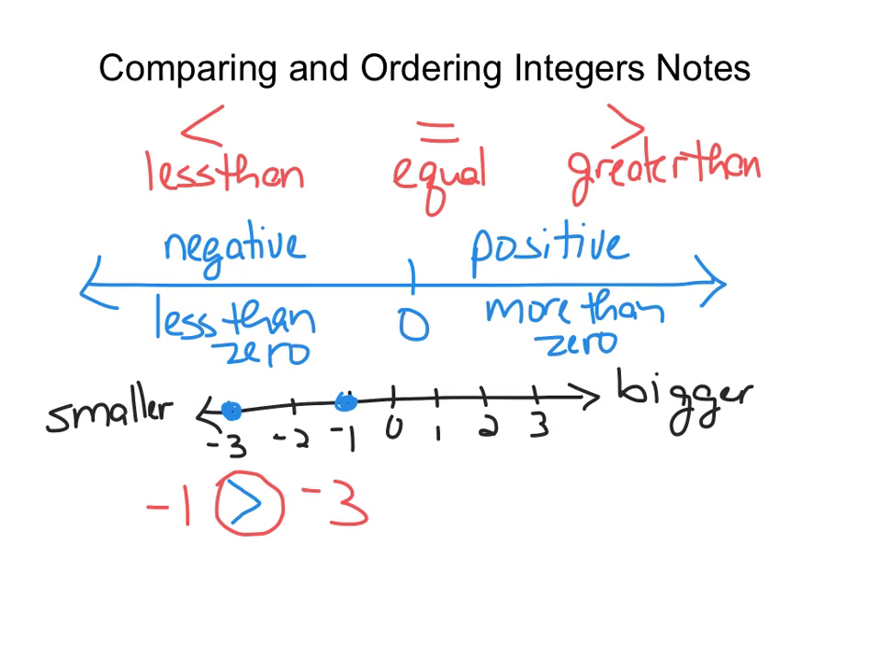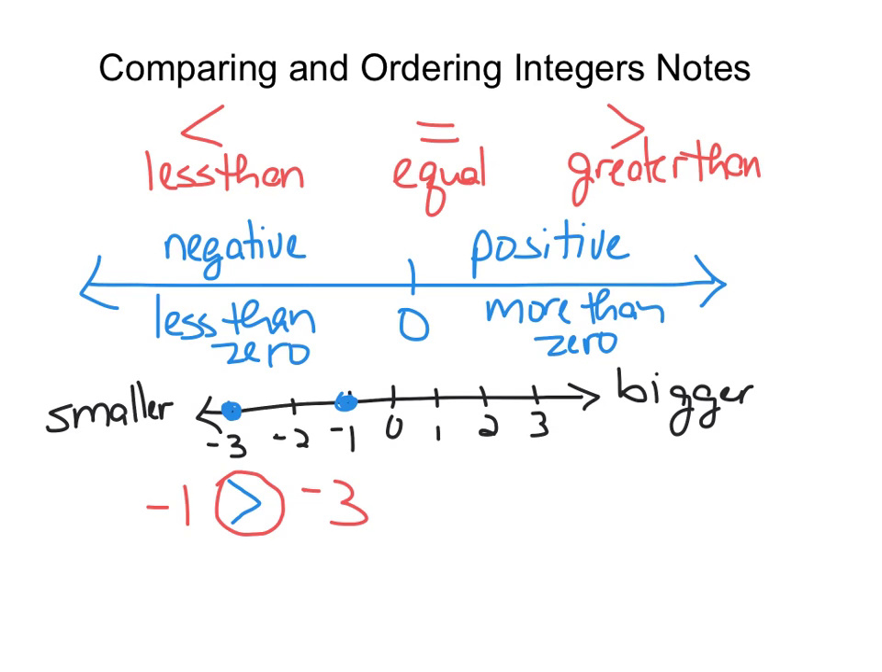Now think about it. If your number line was going up and down, if it was vertical, wouldn't -3 be further on the bottom than -1? And that's what you could do. You could use the number line going up and down. Okay, and that's what you need to do. Let's try another one.